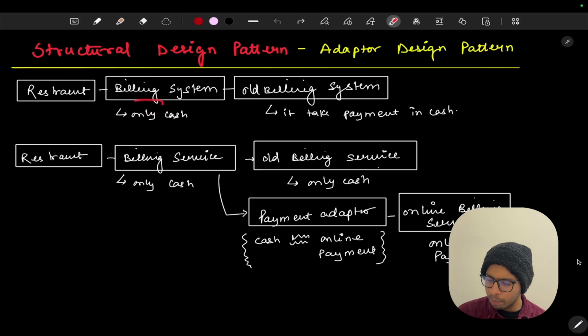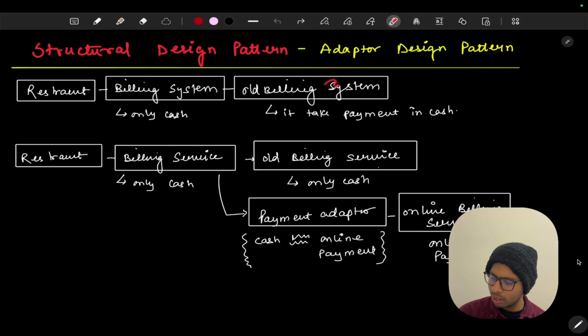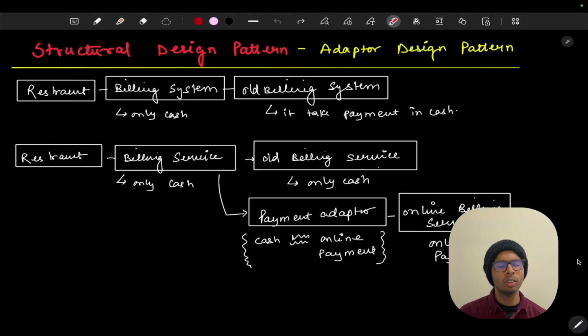Now the only constraint of that billing system is that it is going to accept cash. We have the old billing system class that is going to take the payment in cash. So I think we have no problem. If the customer comes and makes the payment to our billing system, we are going to accept the payment in cash, and everything is pretty sorted. The customer can pay in cash and our system can accept that money because everything is happening in cash.